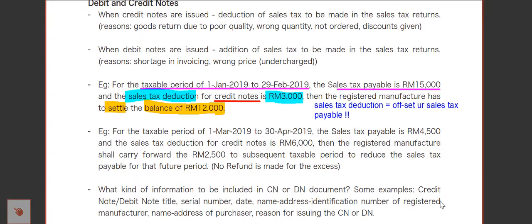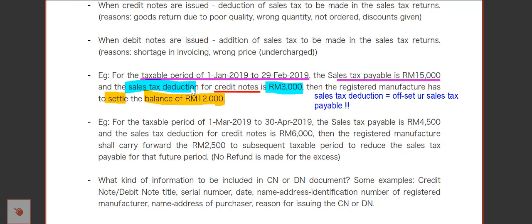Okay, now what will happen if, let's say, your sales tax deduction is more than the sales tax payable? So I give another example in the next one. Let's say the sales tax payable is 4,005, and your sales tax deduction for credit notes is actually 6,000. So if you compare 4,005 with 6,000, you have a balance. Now actually my calculation is wrong, it's not 2,005 but it's 1,005.